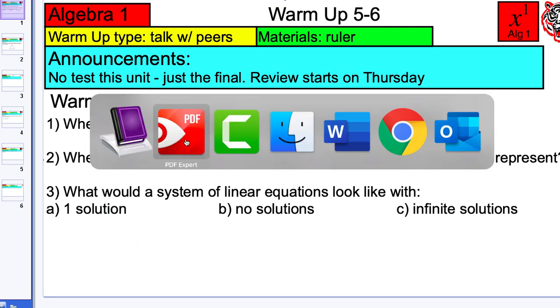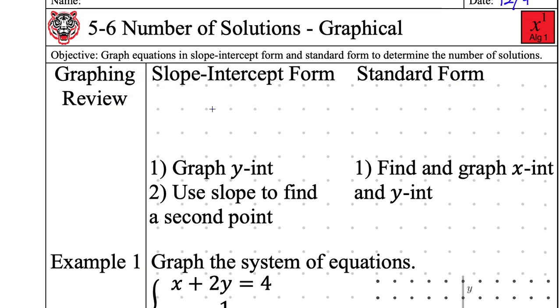But let's go ahead and get started with the notes. Our objective today is to graph equations in slope-intercept form and standard form to determine the number of solutions. So we're all about the number of solutions today. Of course, that's because of the title. All right, so graphing review.